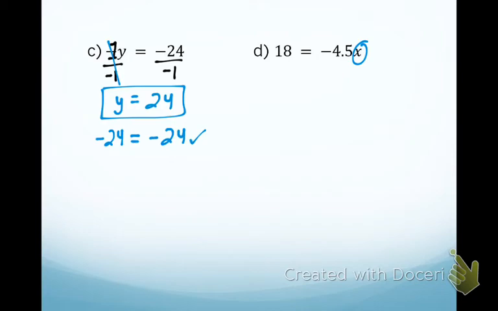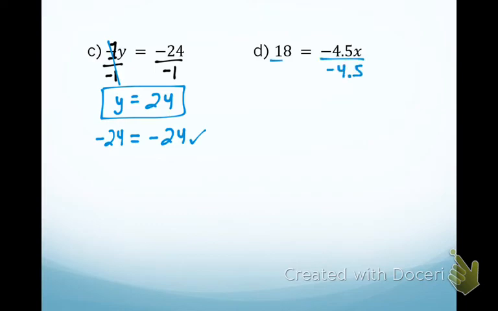Multiply by negative 4.5. Be careful not to think that that means subtract, because a lot of times people are going to try to do plus 4.5. But that is not what the operation is. Remember, whenever you have a number directly next to a letter, that means to multiply. So in order to get rid of multiply by negative 4.5, I have to divide by negative 4.5.